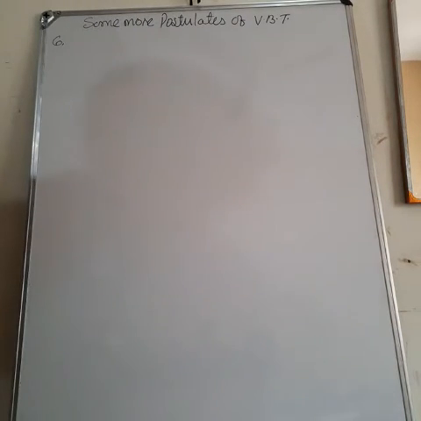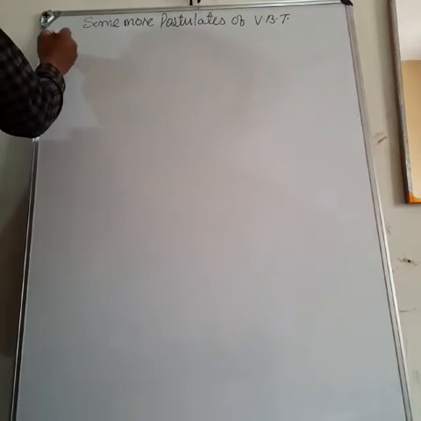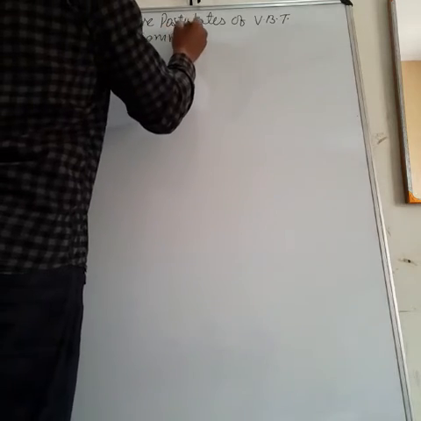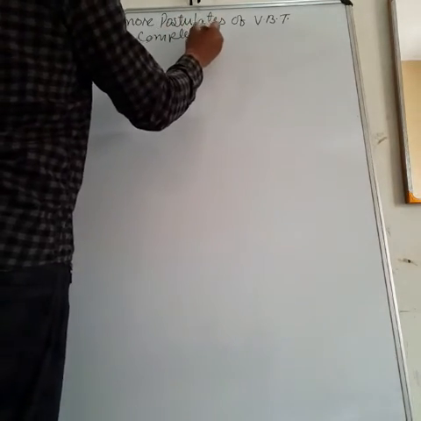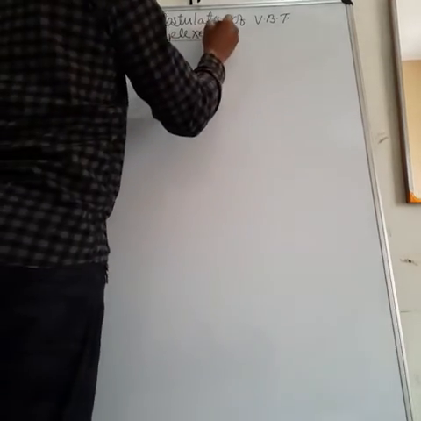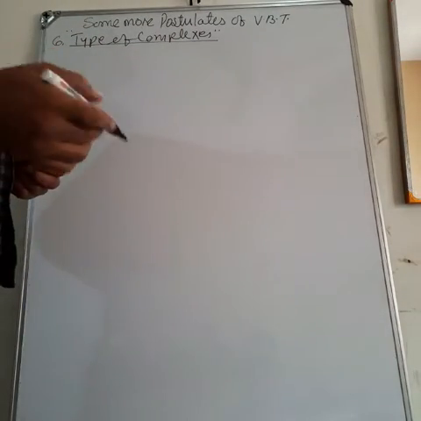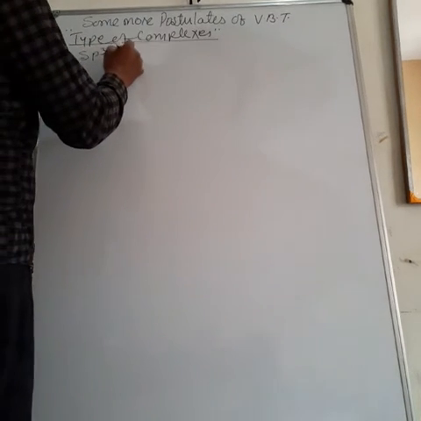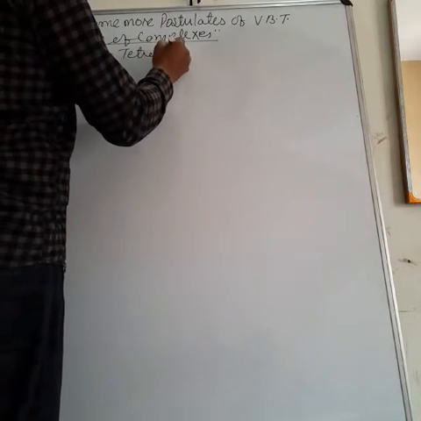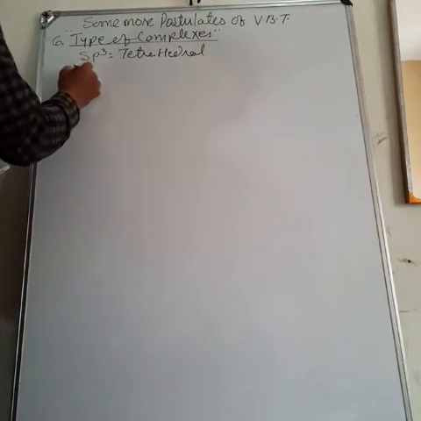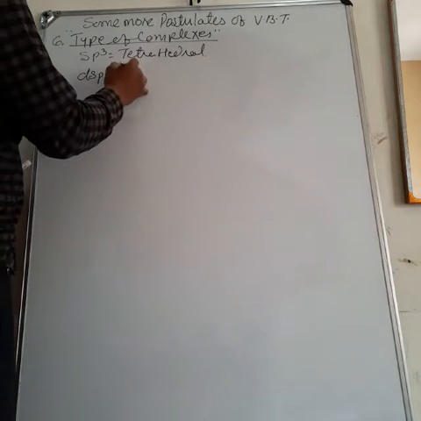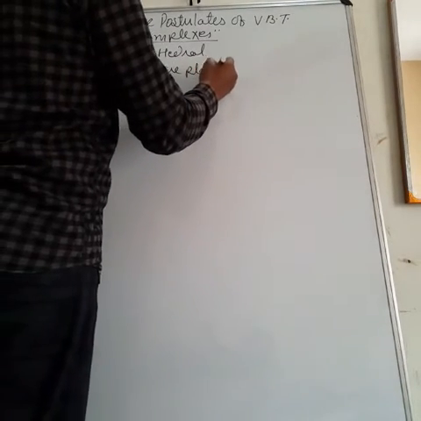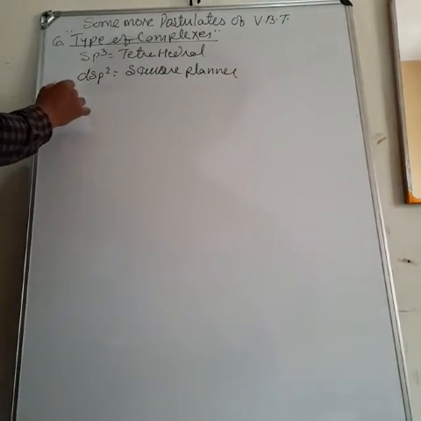Yes, students, some more postulates of valence bond theory, like the types of complexes. On the basis of the hybridization state, we can find the type of complex and its geometry. If the hybridization state is sp3, then the type of complex will be tetrahedral. If it is dsp2, then it will be square planar.